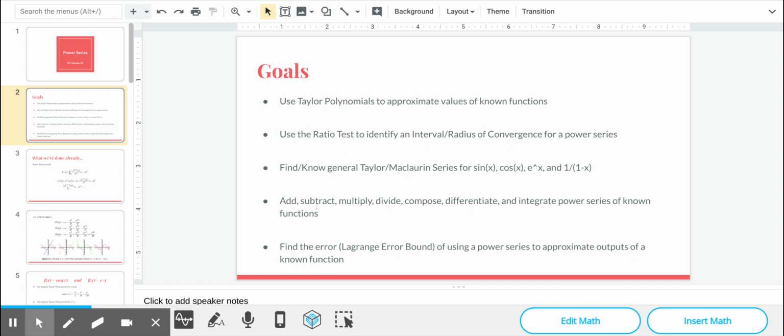We'll also do, what happens if we want to add or subtract a power series? How does that work? What happens when you multiply? And this will all be working with polynomials as well. Again, that's to come.